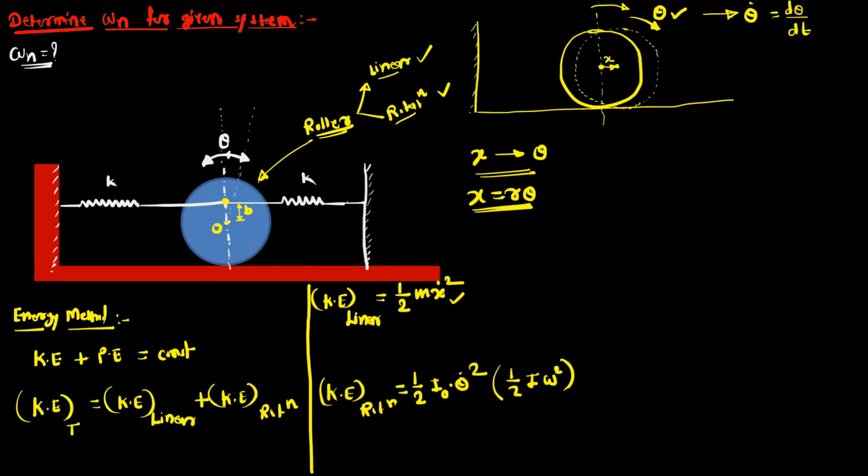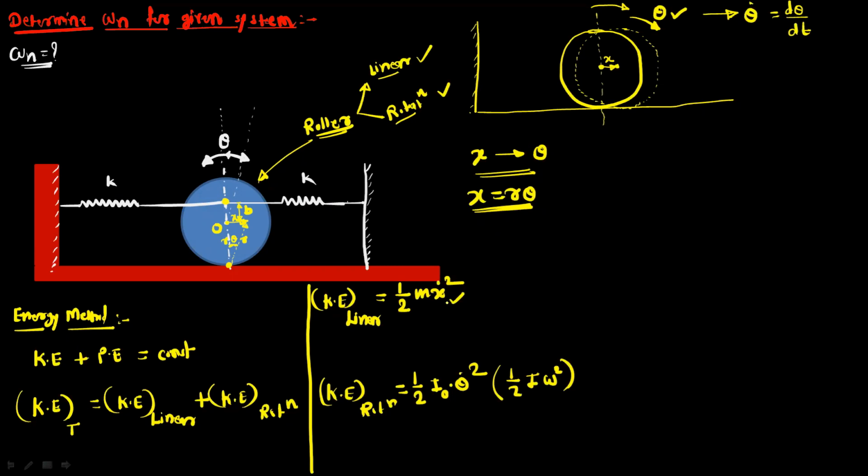You can observe here, if this point shifts towards the right side by x displacement with respect to this point, we can consider this as a right angle triangle. So this is approximately r. And then we can write this x is equal to r theta, where theta is the angular displacement.